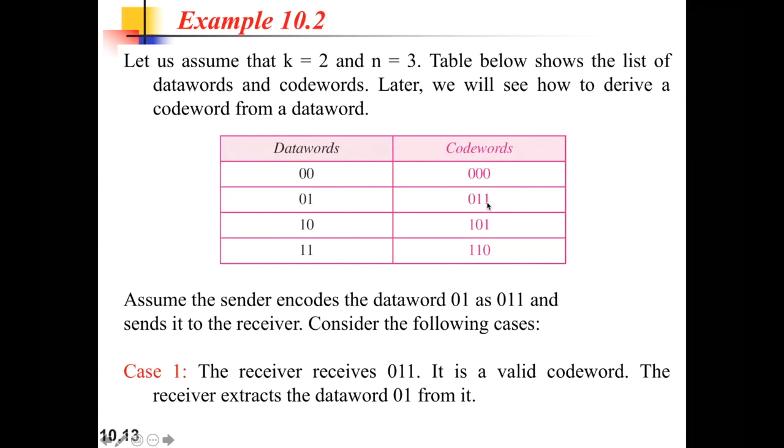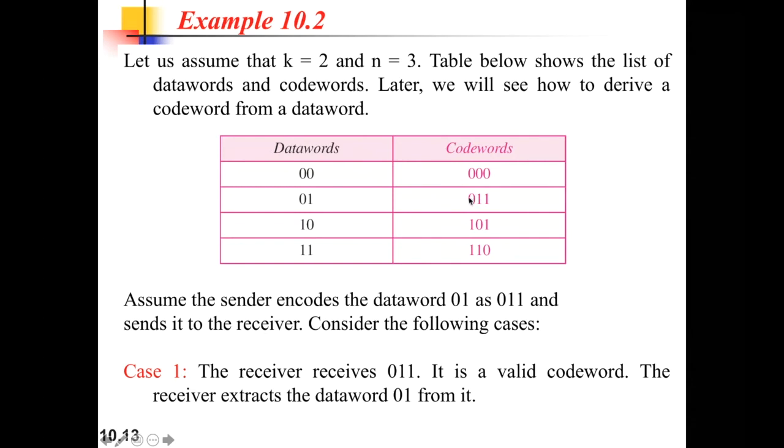Now this is the code word that I will send to you. I sent you 011 and you, as the receiver, received 011. First of all, you will check whether this is a valid code word or not. You check the table for 011. Does it exist in the table? Yes, it exists, so you say this is a valid code word.